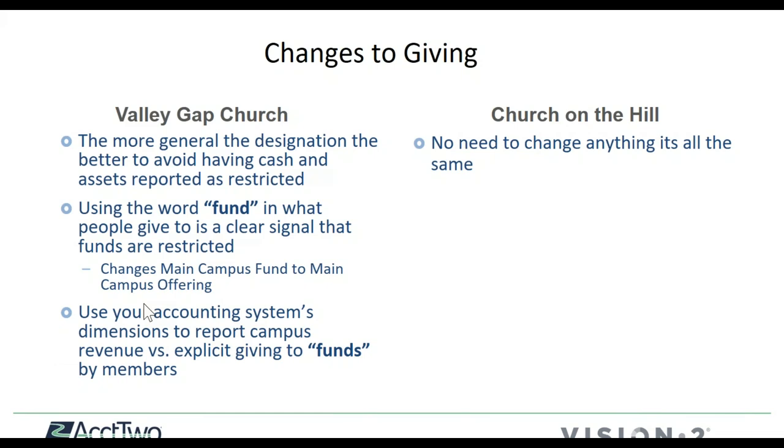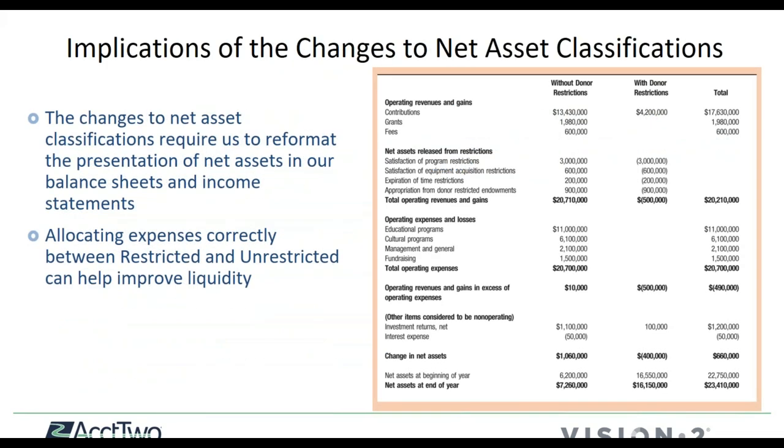So we've got Valley Gap Church, which is basically going to genericize their giving. They're going to shrink their campus funds into a single fund and move the reporting on revenue by campus to their back-end tools. And then we've got Church on the Hill, which just says, I don't have to do anything, I'm going to leave it as is. As we go through this, we're building up all of the infrastructure and the data classification and the giver and the donor's intent, and then we're going to see how that impacts our liquidity number at the end for these two organizations.